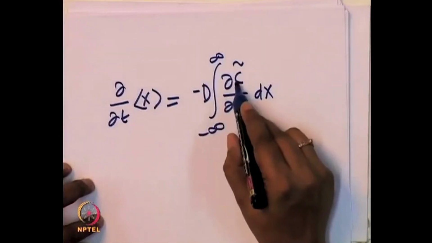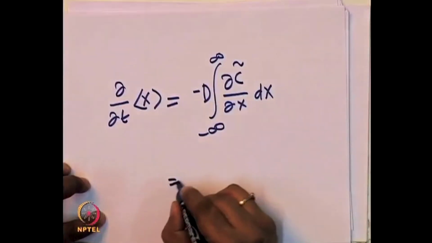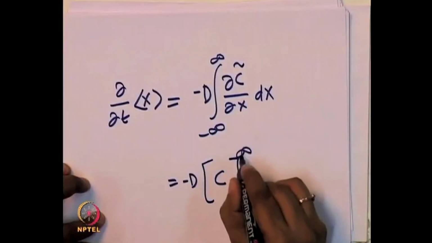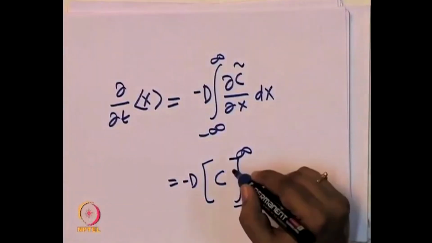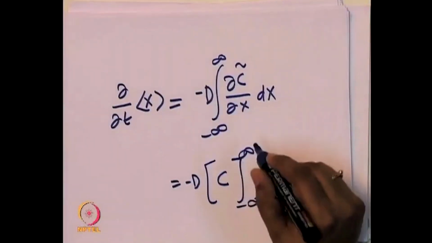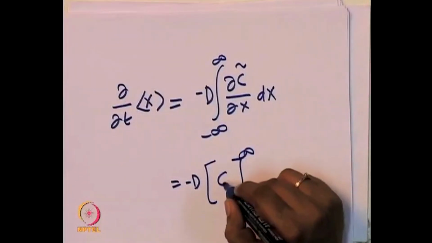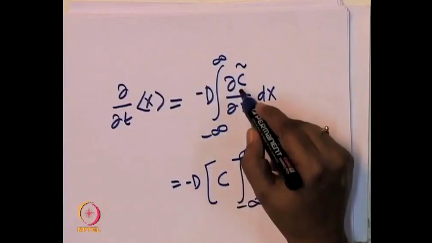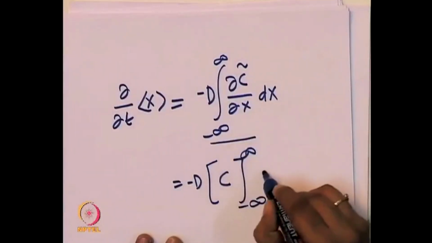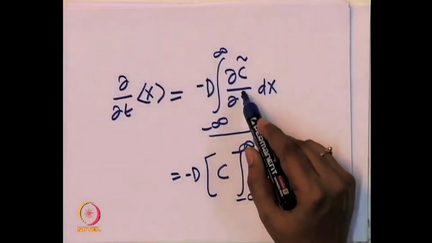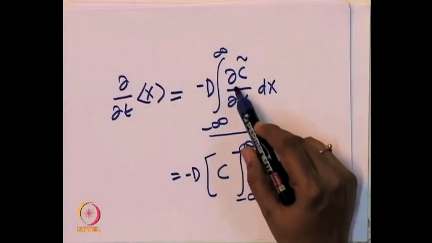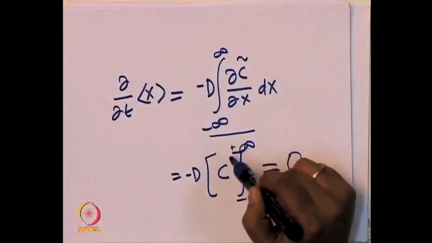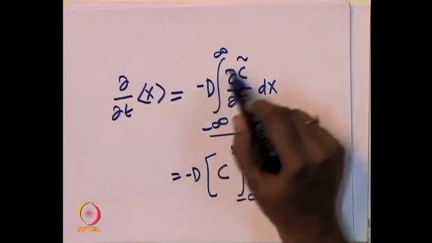So what is this? This is a derivative. So this is essentially minus d into c at the limits. If you take minus infinity and plus infinity at the limits, and you calculate c at infinity and minus infinity, it is 0. So the answer is that this integral is essentially 0, because the integral of a derivative is just the function itself. So you have c at infinity and c at minus infinity, they are 0. So essentially this integral is 0.